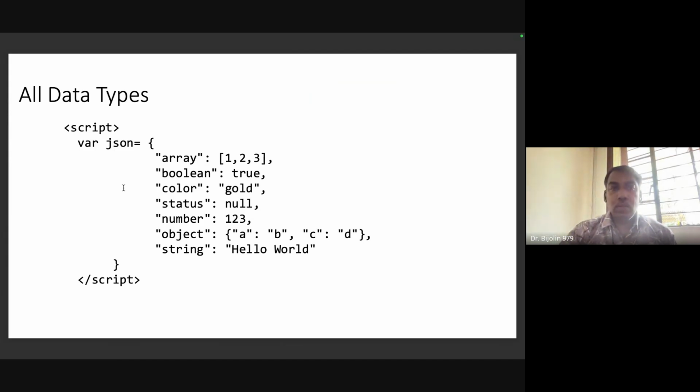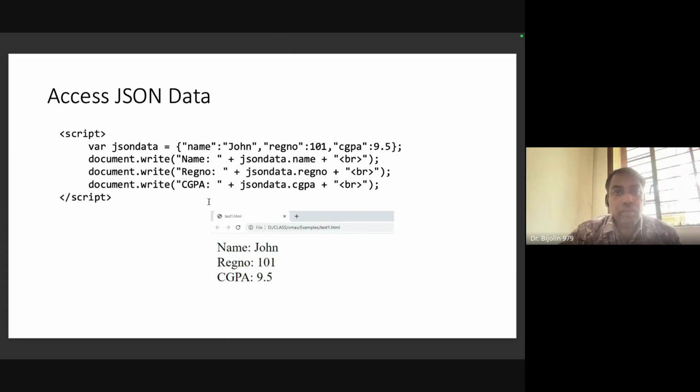So these are the null value, strings, arrays, array values, and other string objects. You can see how these values are being given with the keys. Array, boolean: the left side given parameters are the keys and the right side are the values. So now, how are you able to access this JSON data?